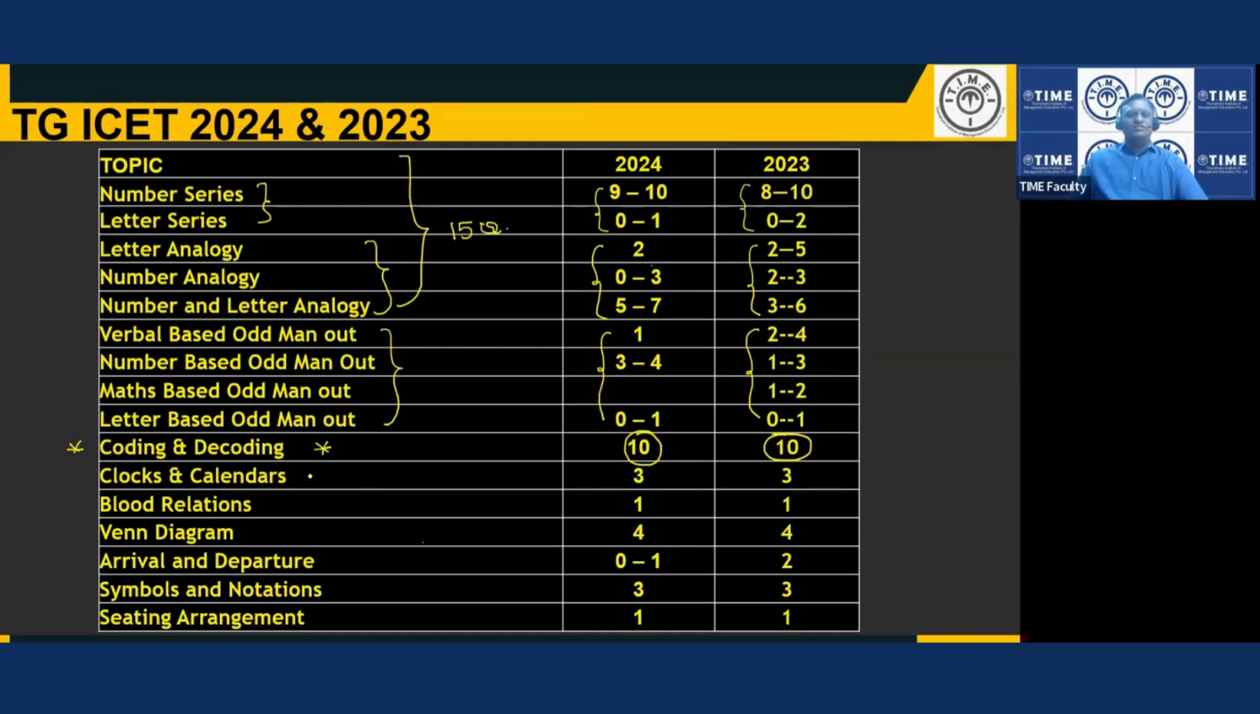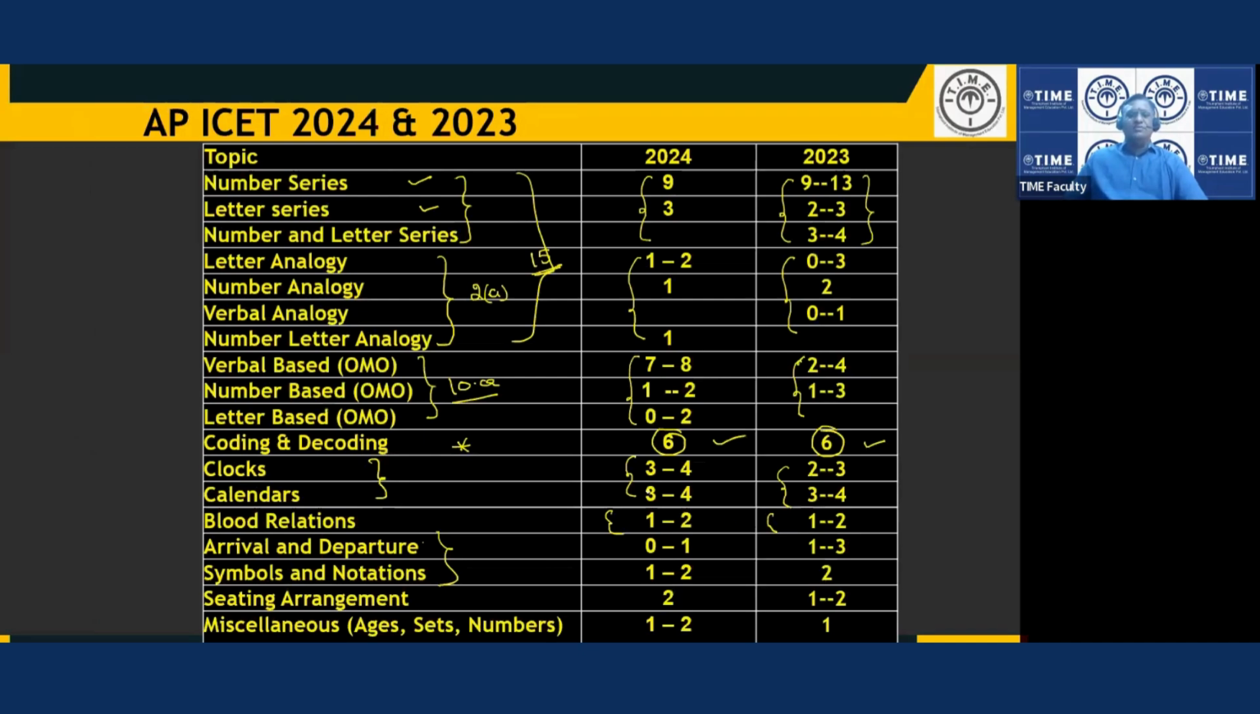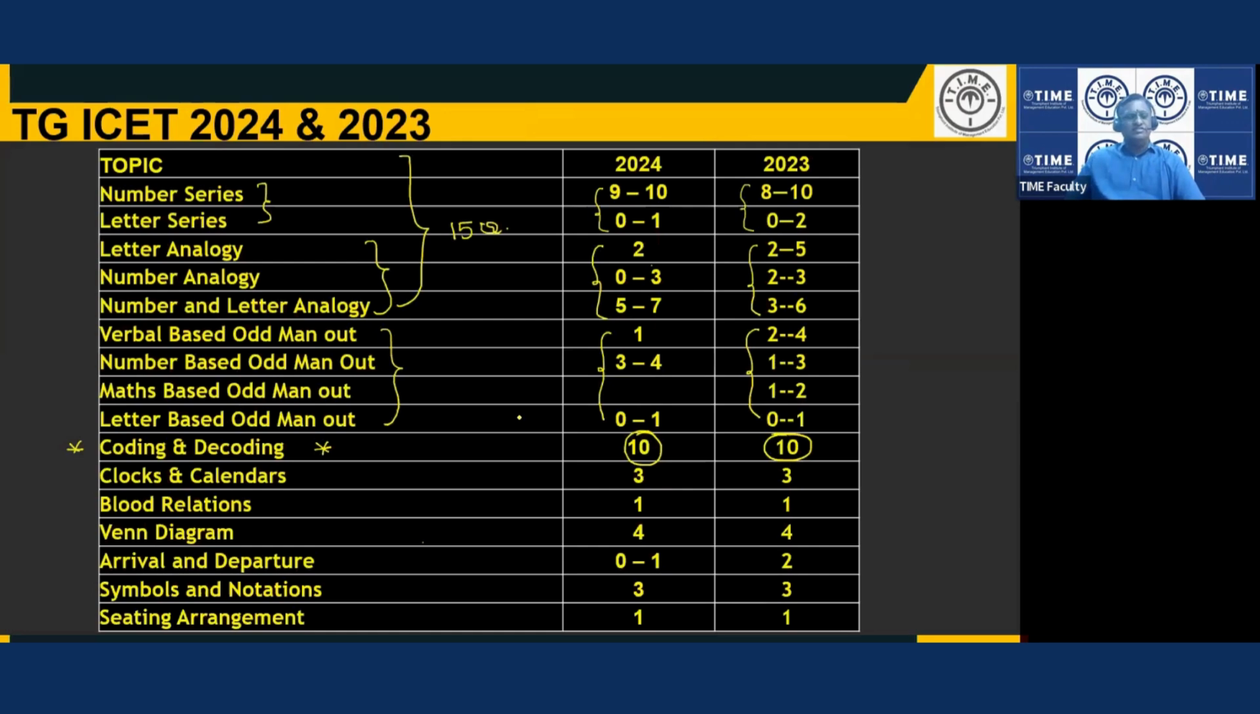Next, clocks and calendar. I said 3, and in AP ICET there was some increase. Here in AP ICET, clocks and calendars are around 6, and here it is around 5, because the coding and decoding weightage is reduced to 6. That's why the weightage of other topics is increased. But clocks and calendars in both years in Telangana ICET are 3 and 3.